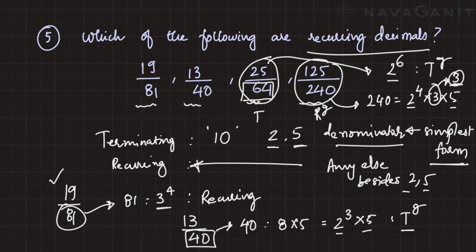So in our example, 19 by 81 is recurring because we have 3 as a prime factor in the denominator. 13 by 40 is terminating decimal, 25 by 64 is terminating, and 125 by 240 is recurring. So we are asked what are the recurring decimals. So 19 by 81 and 125 by 240 are the recurring decimals.